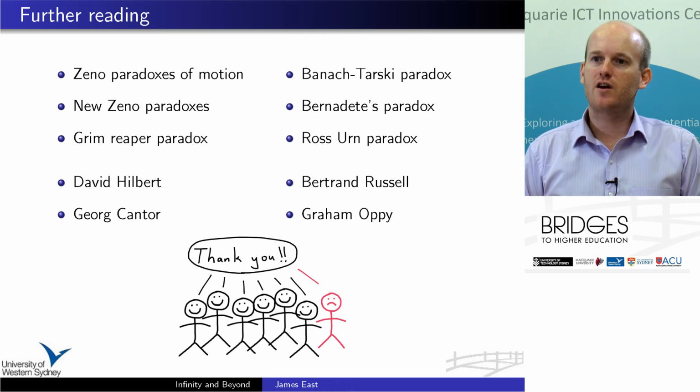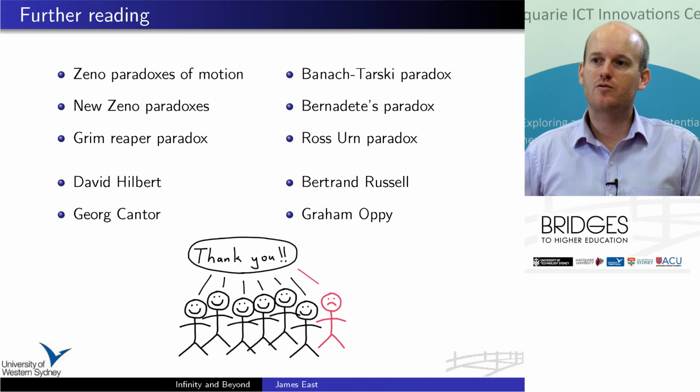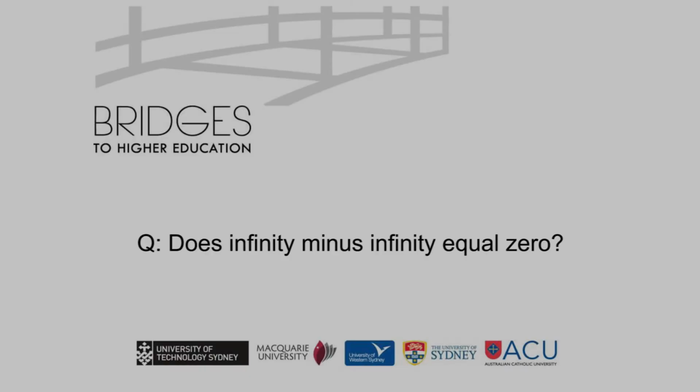And below you'll find the names of some important mathematicians. Especially I'd encourage you to look up Georg Cantor. I didn't have any opportunity to talk about him, but he's responsible for a lot of the ideas that we discussed today. And over here are some philosophers. Graham Oppy is actually an Australian philosopher. He's down in Melbourne.